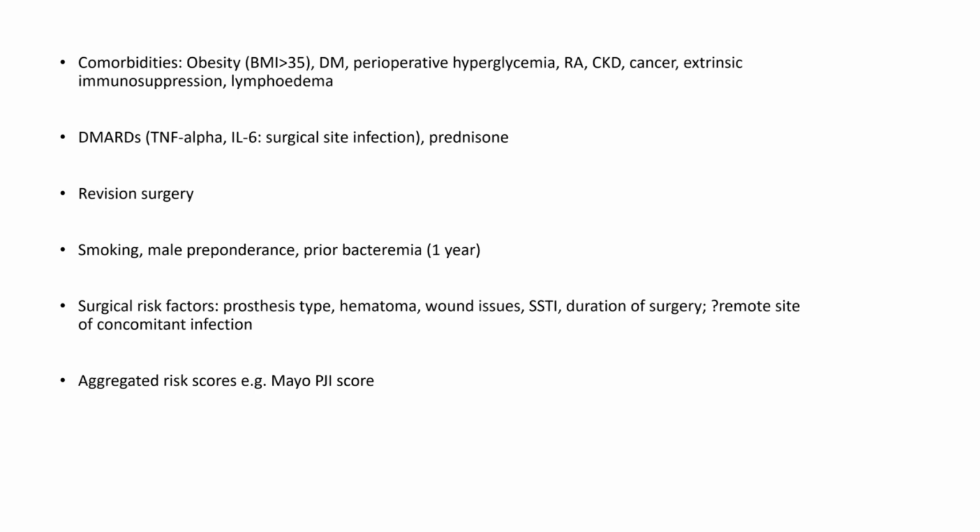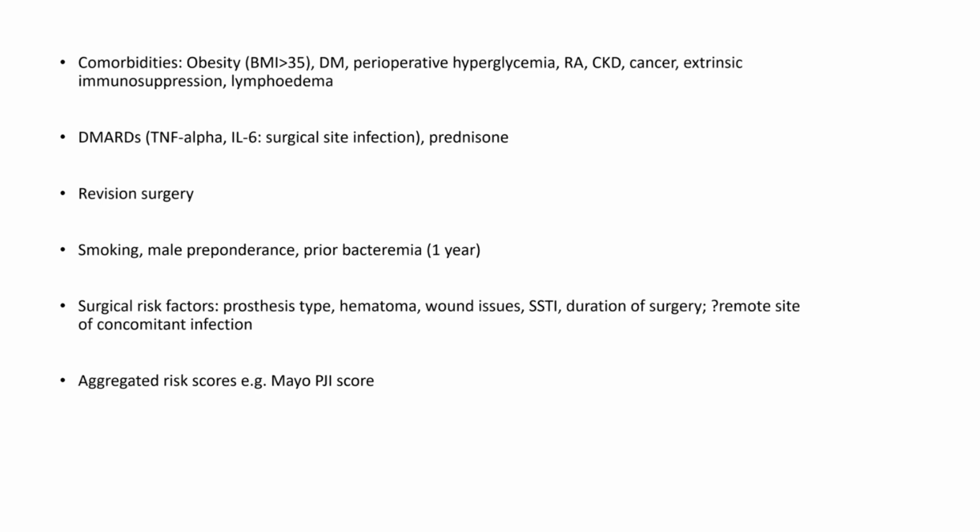RA, so any underlying inflammatory arthritis. RA is a big one, actually, because a lot of people with RA will need prosthetic joints, and so they do have an increased risk. Anybody with other immunocompromising conditions. And then lymphedema, weirdly, is another risk factor. Also these drugs increase your risk of PJI: any DMARD, which they'll be on for RA, for example, or other inflammatory arthritis.